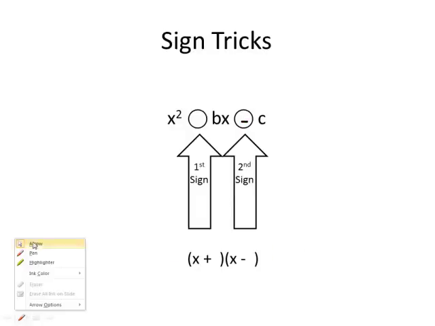If the first sign is now positive, then that means the bigger number of the two will go in this location with the plus sign. If the first sign is negative, then that means that the bigger number of the two will go in this location with the negative.